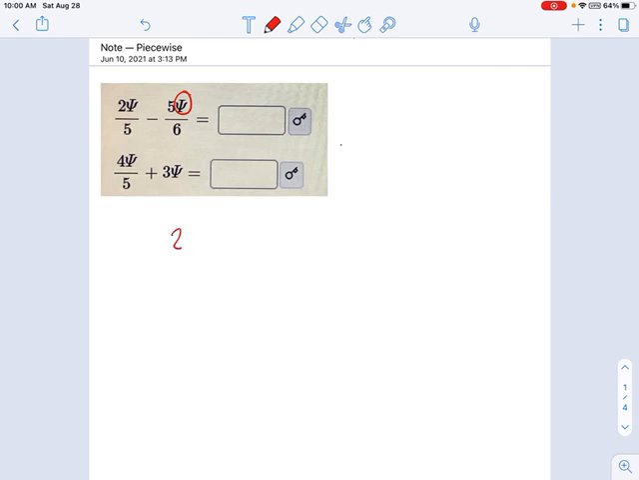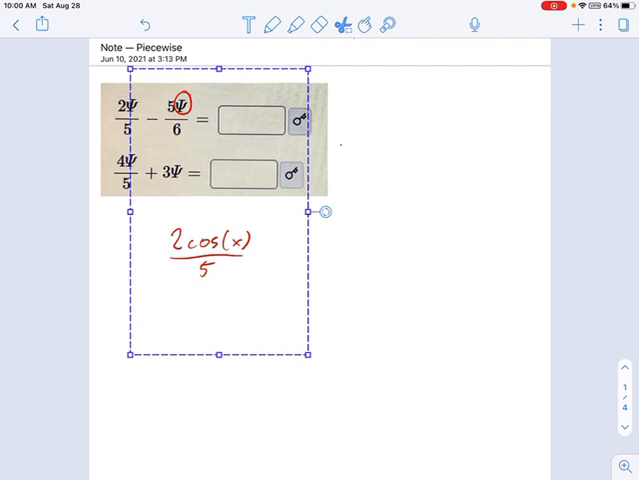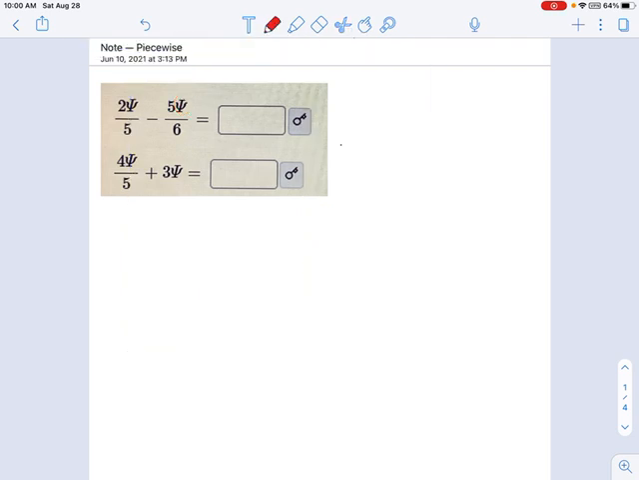It could have been like 2 cosine of x over 5. Really, it's just a variable, and you shouldn't let it distract you. The rules of adding and subtracting fractions are going to be the same. So I'll do the first one right here. Let's say 2 psi over 5 minus 5 psi over 6.